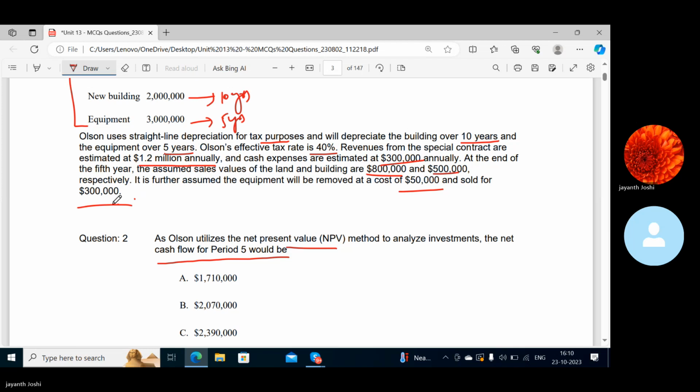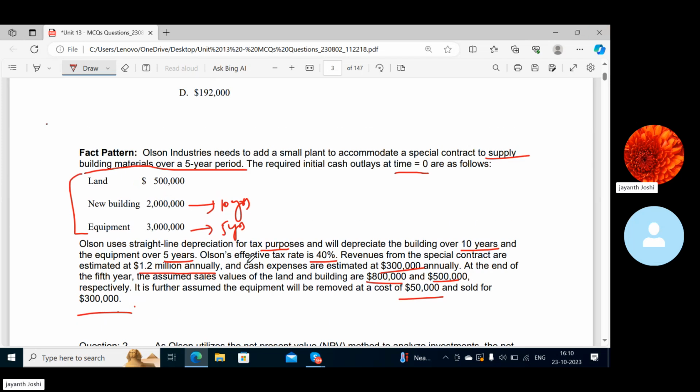First and foremost, do you think the revenues we are generating are also going to be earned in the last year? Yes, these are annual revenues, right? So we are going to get this in the last year also or not? Yes, these revenues and expenses are for the entire project life, right?